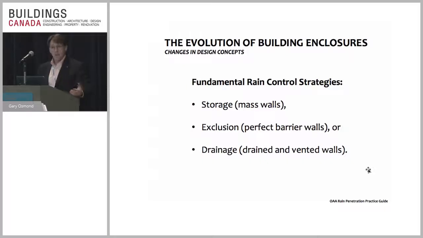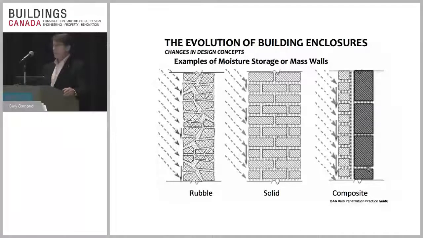Mass walls that could take water, store it, and eventually dry out. Exclusion walls that were intended to try to drain water away completely and fully without getting in. And then drainage walls, which we see a little bit more often, certainly as a more successful wall. So to walk through this, we capture a few slides now.